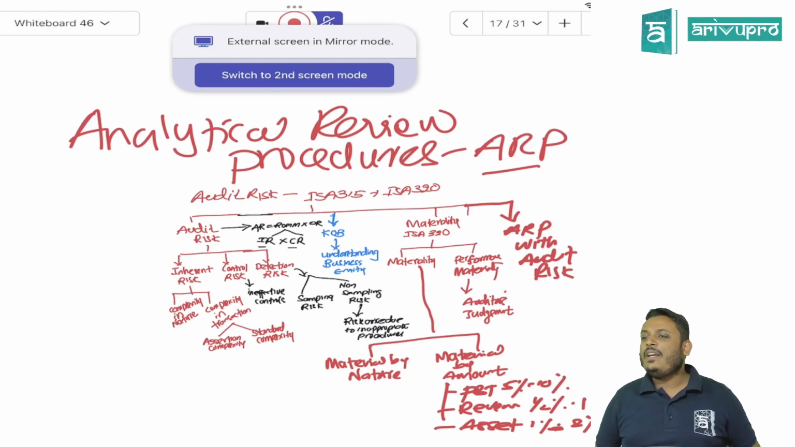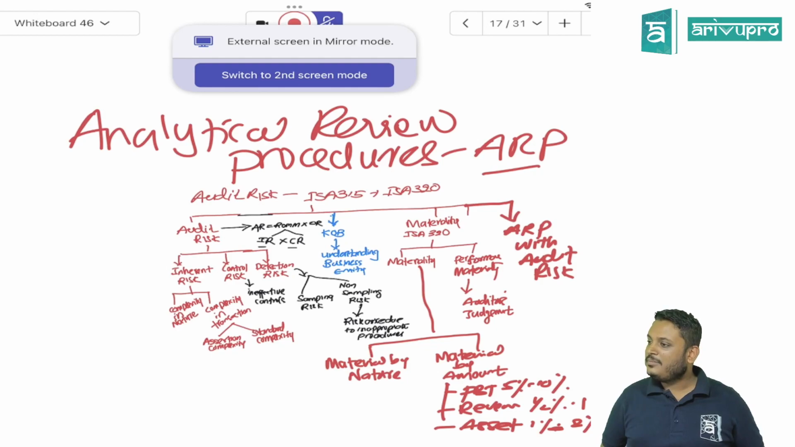What is the difference between gearing ratio and debt to equity ratio? Yes, one is debt divided by equity, the other one is debt divided by, how we call, capital employed. The term is capital employed. Very good. Why I am asking all these things? You should know all these ratios.